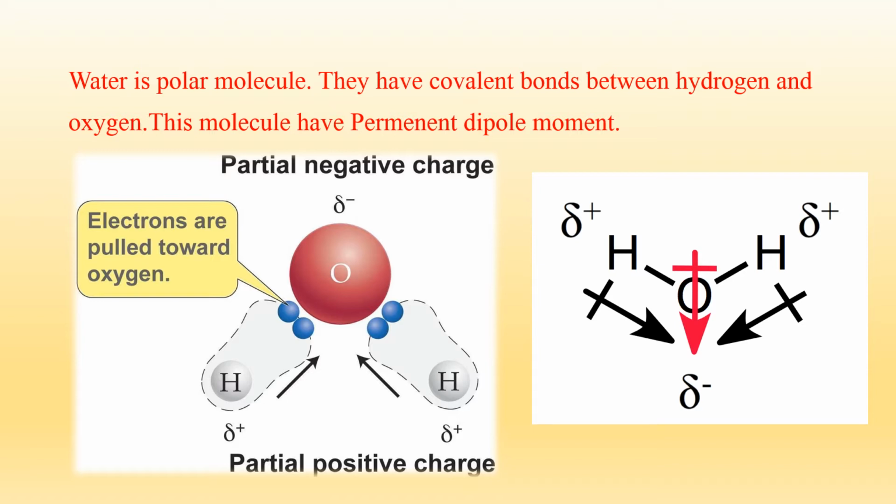In the second picture you can see the direction of the permanent dipole moment in the H2O molecule. In these bonds, the electrons are pulled toward the oxygen atom. As a result, in the red direction, you can see the total dipole moment direction. The dipole moment is a vector, so we should write the direction of this measurement.